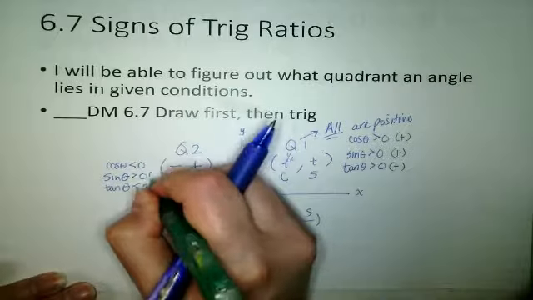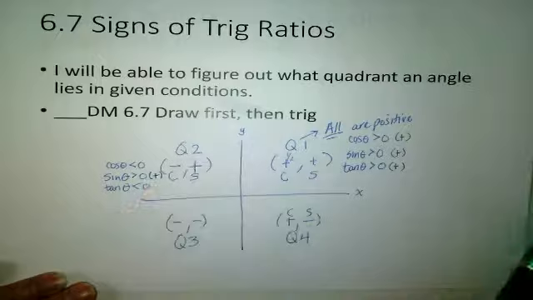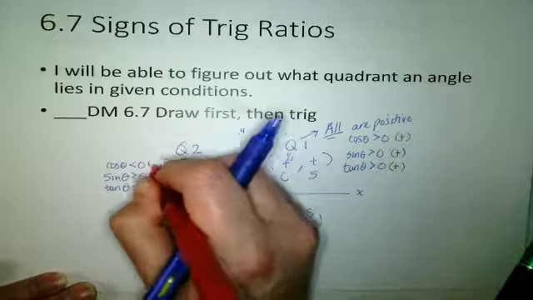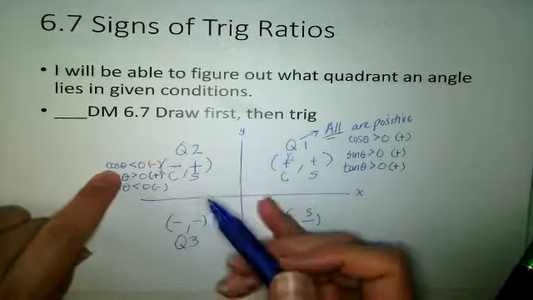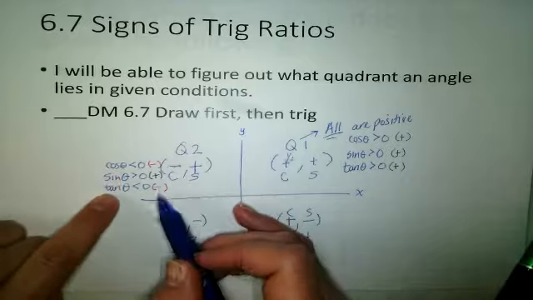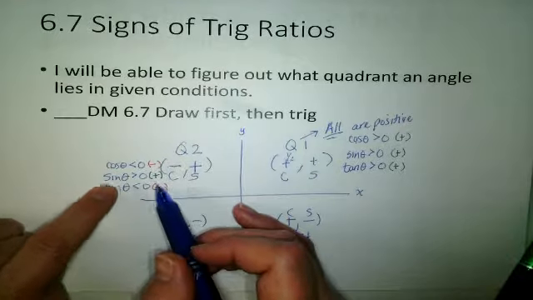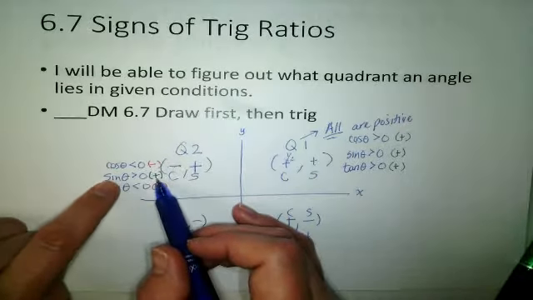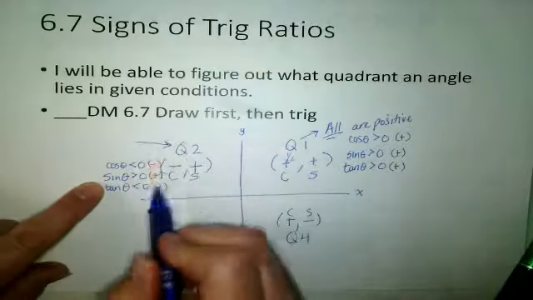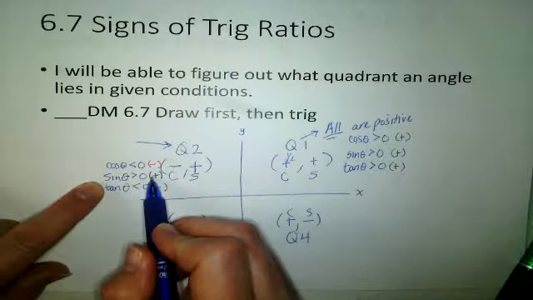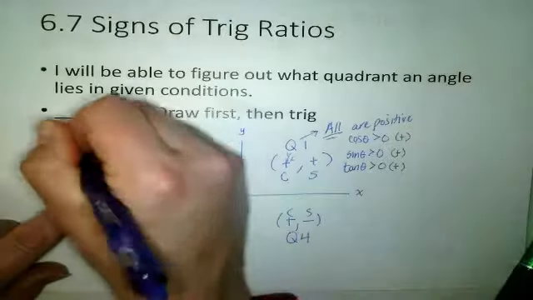So in quadrant 2, sine is positive and cosine and tangent are negative. And so secant would also be negative, and cotangent would also be negative, and cosecant would turn out to be positive. So in quadrant 2, sine is positive.